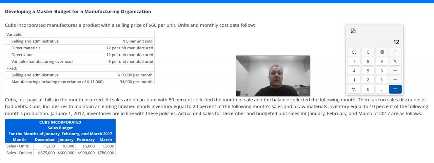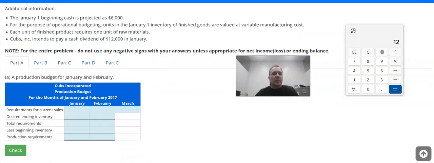All right, we've got a fairly long problem that we have to work through, and we'll do this actually in pieces. It's a question on developing a master budget for a manufacturing organization. And if we go down through here, the first part of this is going to be for a production budget. Production budgets are fairly simple. But because we're going to have to come back to these numbers in some of the future requirements, we're going to go ahead and do this.